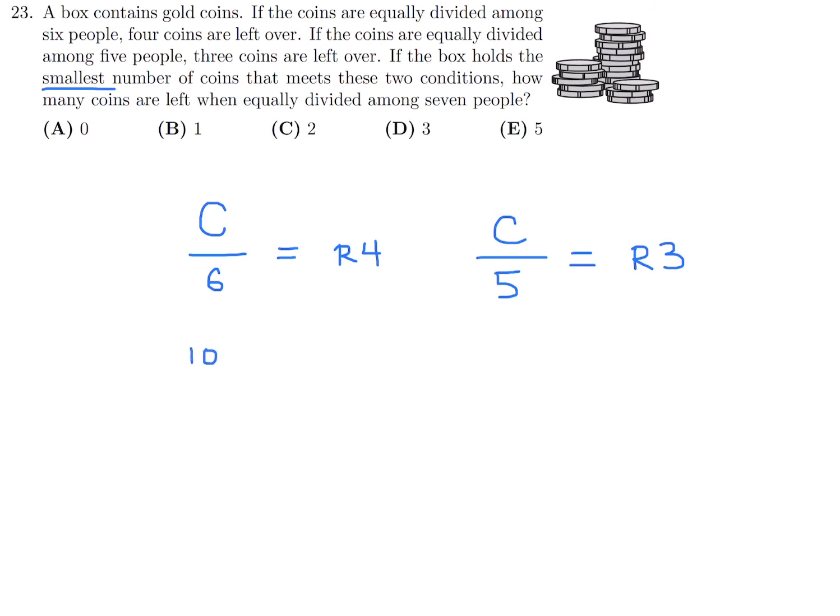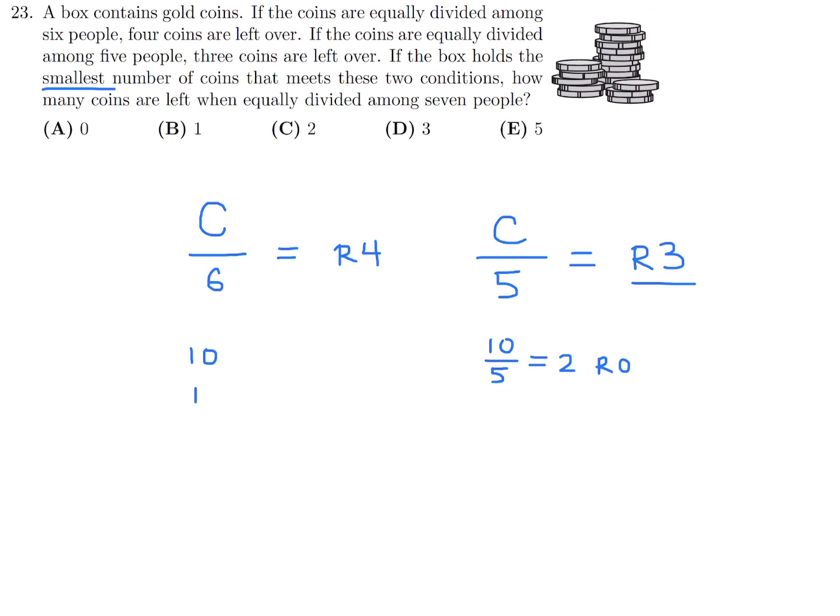Because 10 divided by 6 will give a remainder of 4. But if C is 10 over here, 10 divided by 5 is an integer, and there's a remainder of 0. So that doesn't work. Okay, let's keep going.